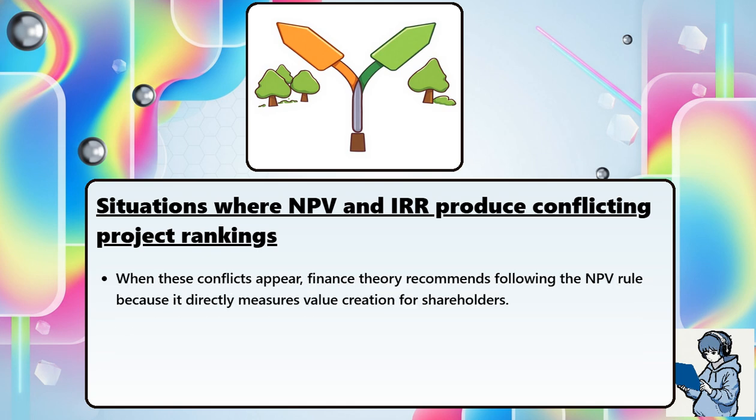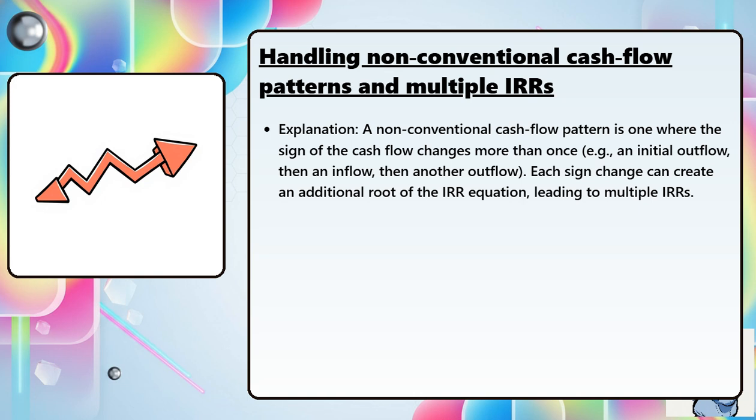When these conflicts appear, finance theory recommends following the NPV rule because it directly measures value creation for shareholders. Explanation: a non-conventional cash flow pattern is one where the sign of the cash flow changes more than once. For example, an initial outflow, then an inflow, then another outflow. Each sign change can create an additional root of the IRR equation, leading to multiple IRRs.